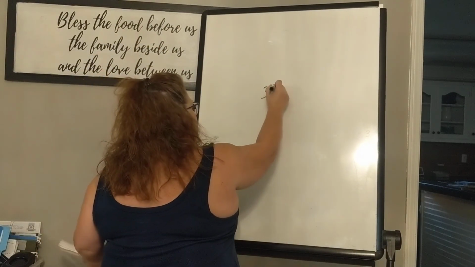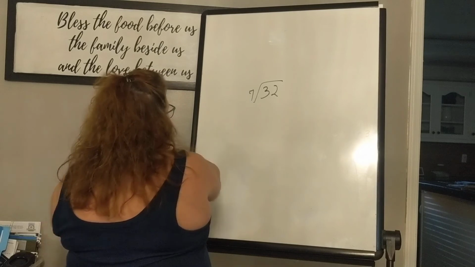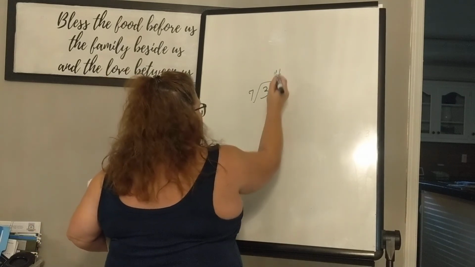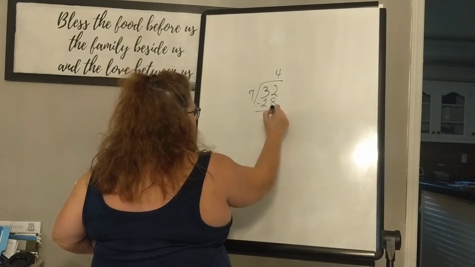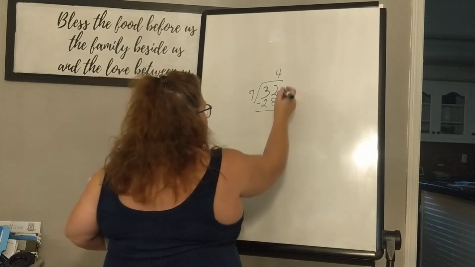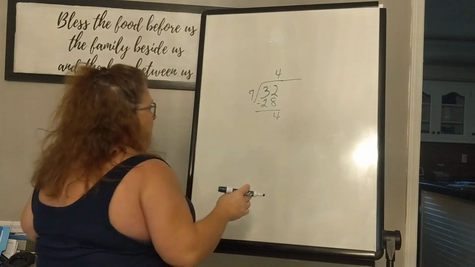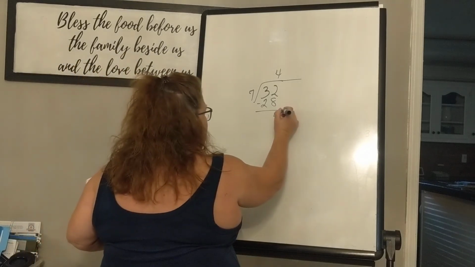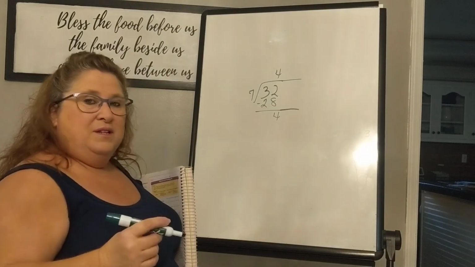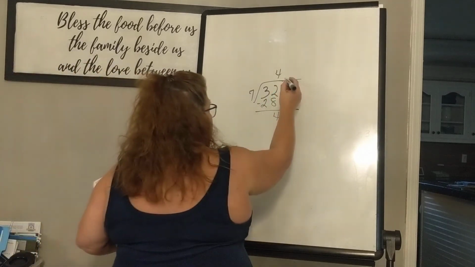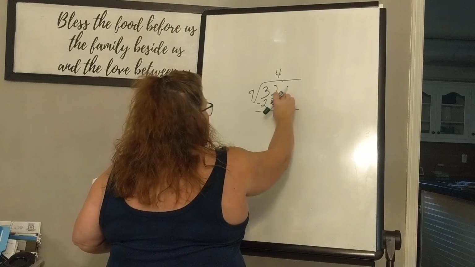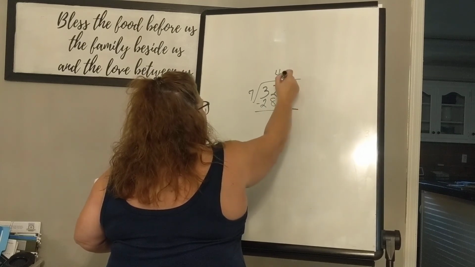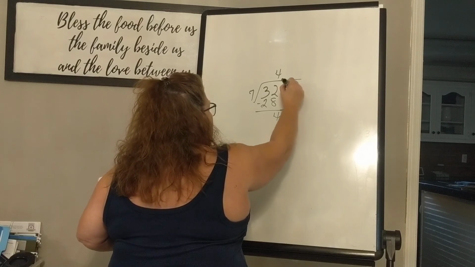So if we have the number 32 divided by 7, we can say 7 times 4 is 28. We multiply, we subtract, we get 4. 4 is smaller than our divisor. But now I want to round this off to the nearest tenth. So in order to round off my answer to the nearest tenth, I'm going to have to annex a decimal in my quotient and a 0 in my dividend.